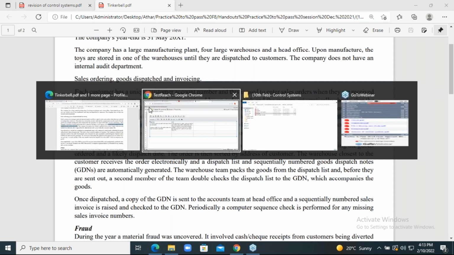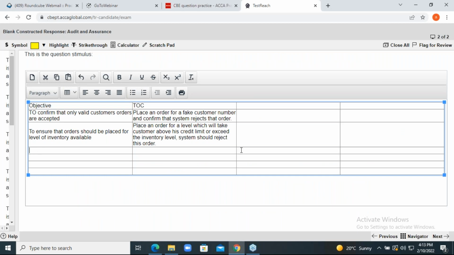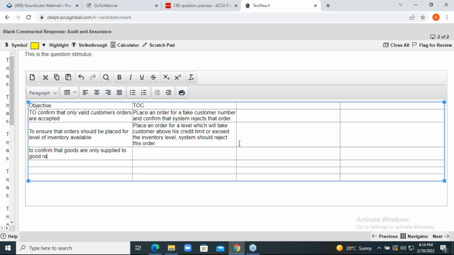So what is the objective? Let's write, first of all, the objective of this control system: to confirm that goods are only supplied to good credit ranking customers, or to the customers who have an acceptable credit ranking. So this is our objective here.